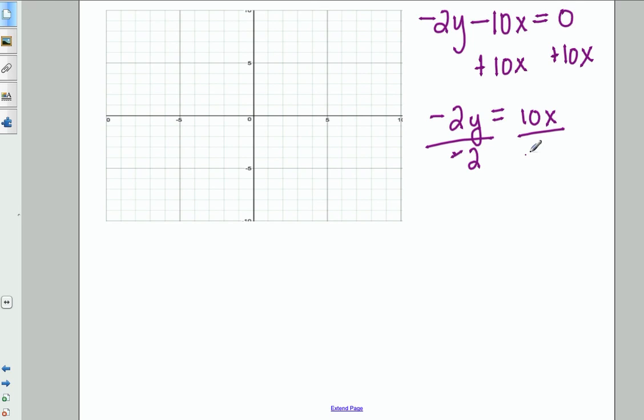Negative 2. Oh. Now I get y equals what? No. Negative. Alan, did you switch your sign right here? I'm sorry. That was my fault. I switched it on you.